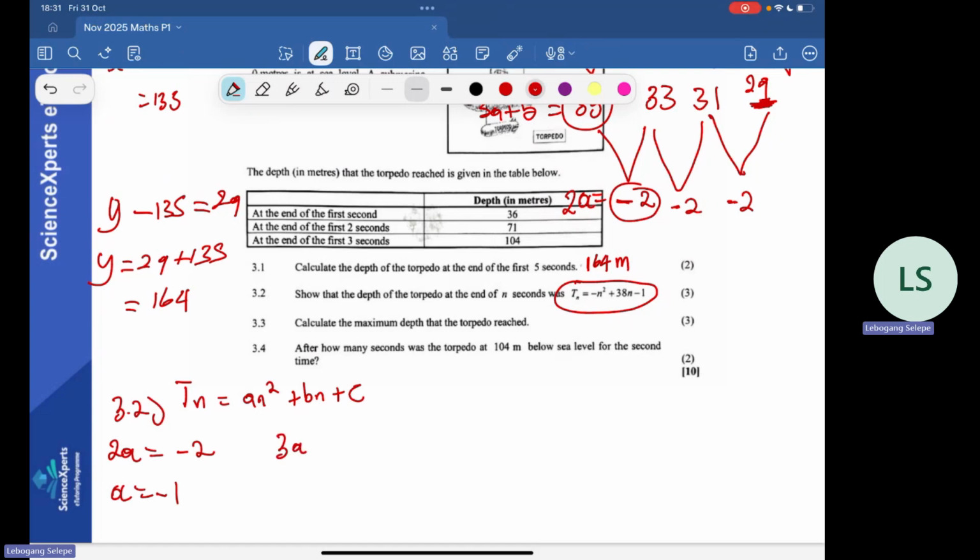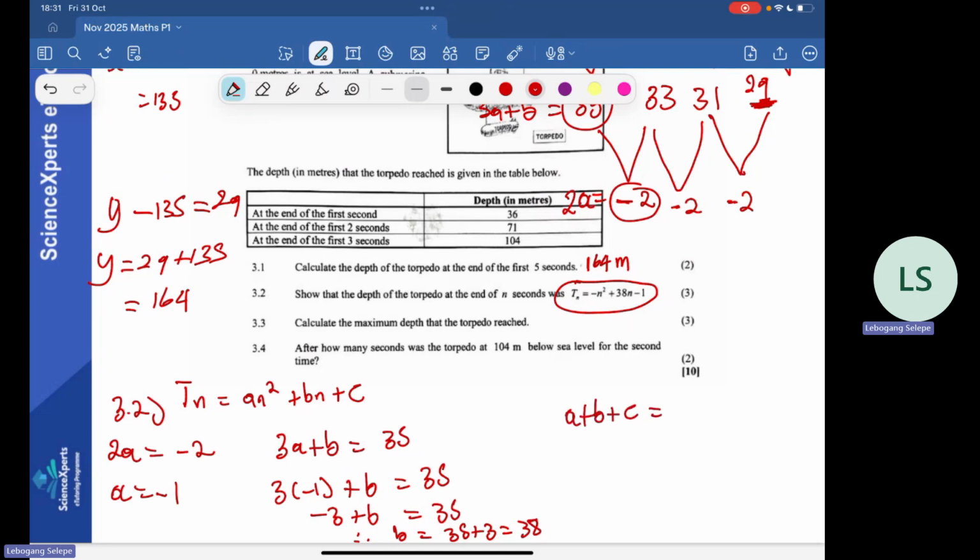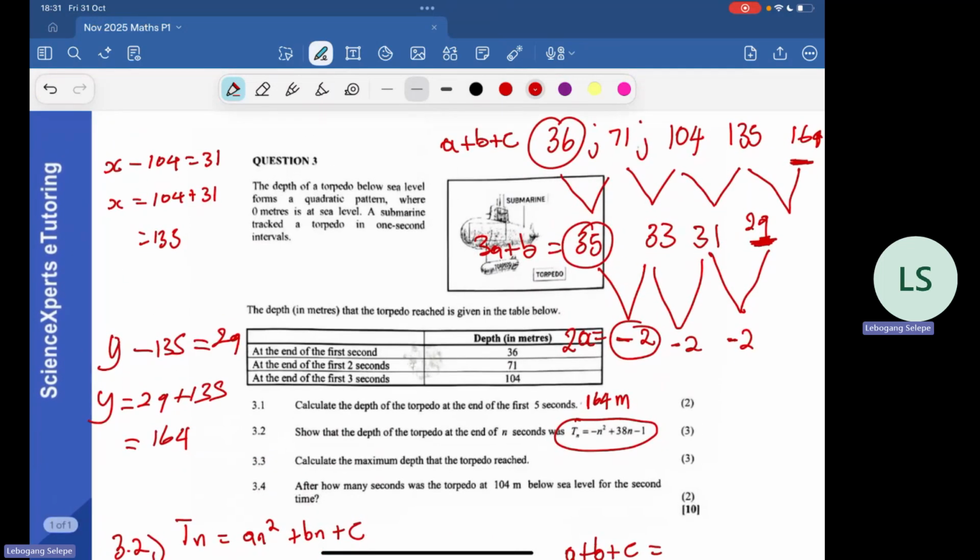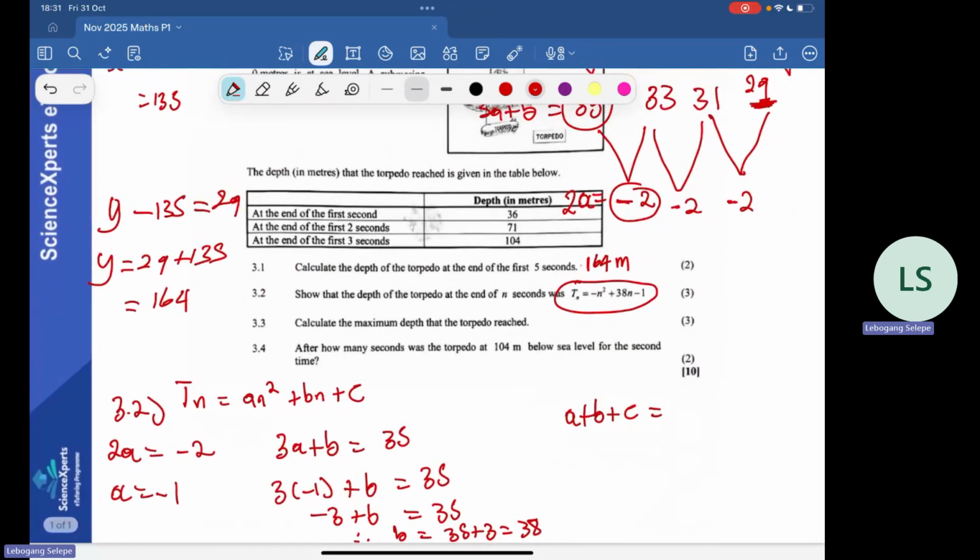So we have 3A plus B equals 35. Then we have 3 into -1 plus B is equal to 35. So this would be -3 plus B equals 35. Therefore, B is equal to 35 plus 3, which is 38. Now let's go find the value of C. We know that A plus B plus C is equal to this value here, which is 36.